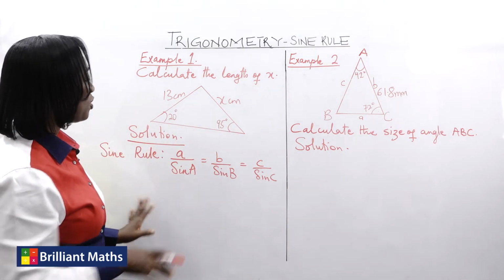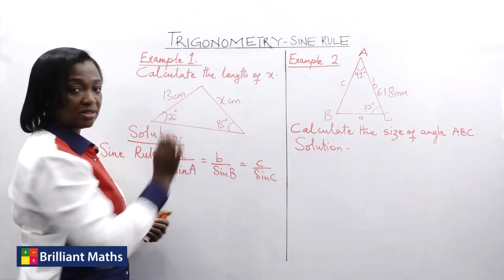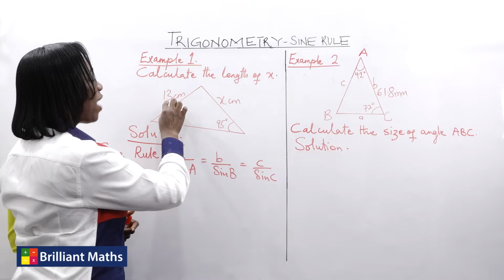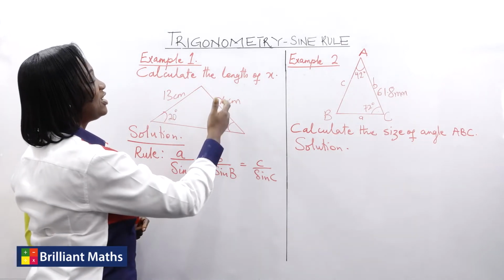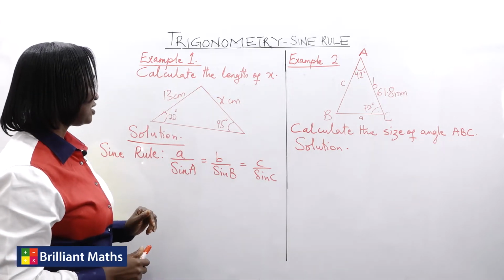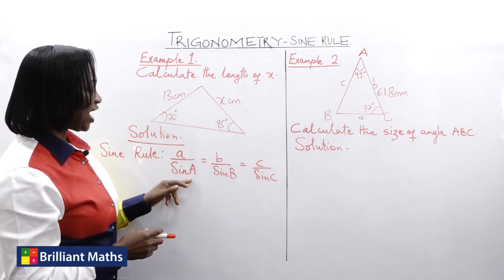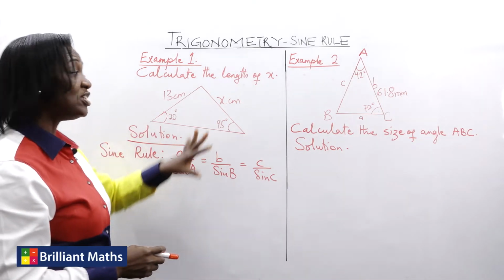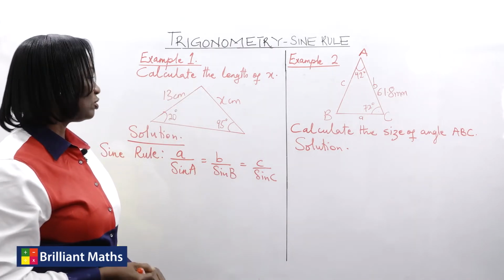So for example 1, we have a triangle and we have 2 angles and 1 side, and then we are supposed to find another side. So the sine rule states that the side over the angle. So first, let's learn how to label the triangle to be able to use the rule.